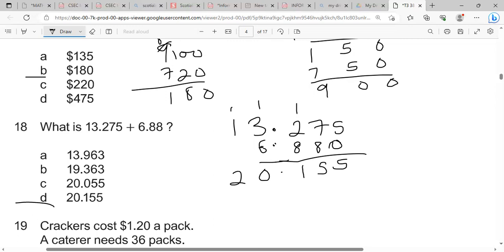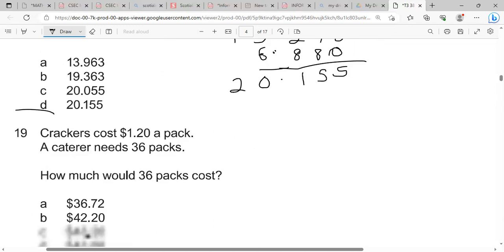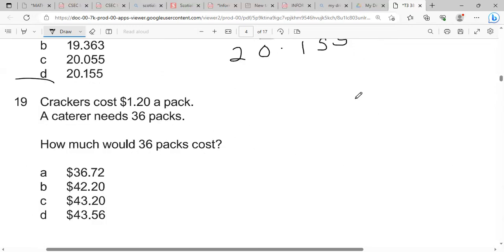All right, let's look at number 19. Crackers cost $1.20 a pack. A caterer needs 36 packs. How much would 36 packs cost? So first of all, we're going to be multiplying by 36. Since it's $1.20, we ignore the decimal point at first, and then we count the number of decimal places and put it back. All right, so let's go.